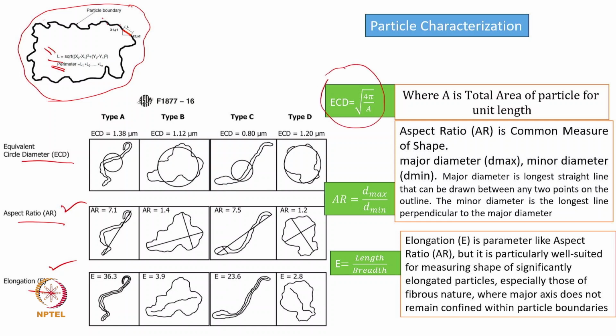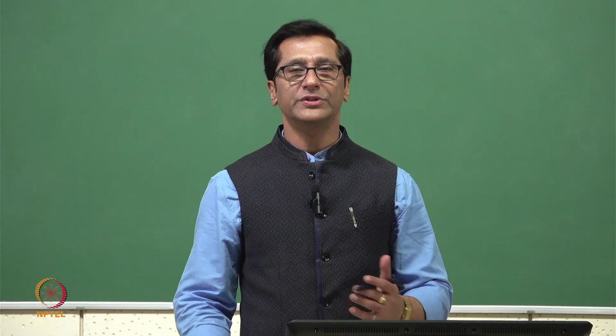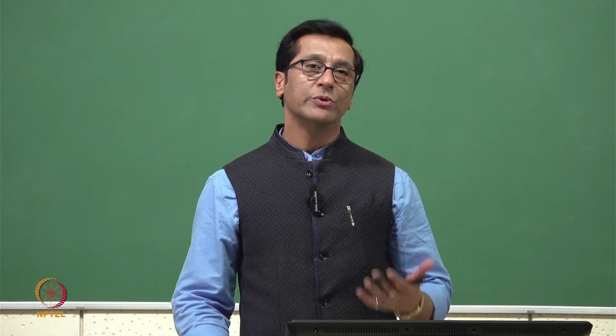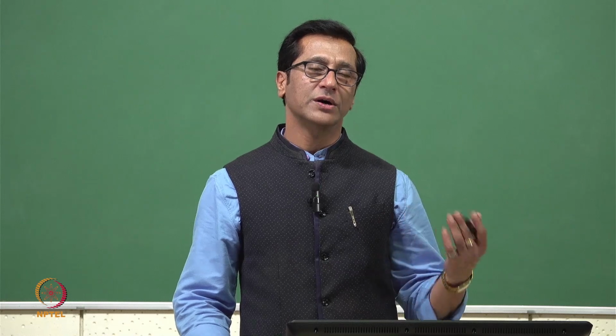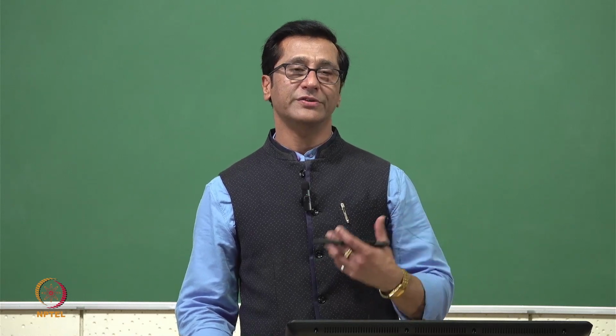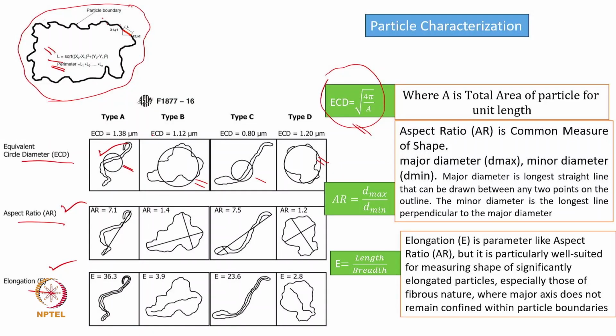Reason being that it is just to signify. Here the equivalent circle diameter has been shown as 1.38 micron, here 1.12 micron, 0.8 micron, 1.2 micron. Even though in all five cases the shapes we are considering are the same, this doesn't have much meaning as such. However, if we really want to utilize the equivalent dimension in some formula or mathematical model where you really require it, then the equivalent dimension can be given over here.